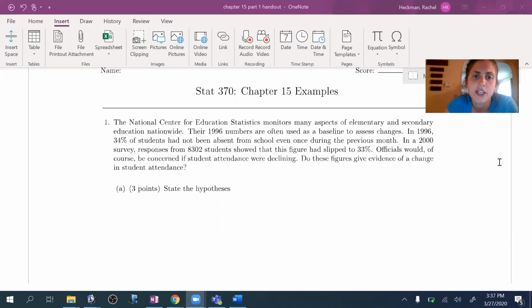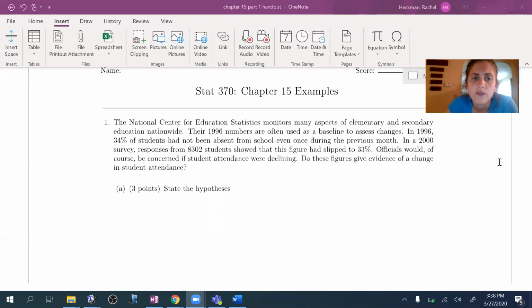The National Center for Education Statistics monitors many aspects of elementary and secondary education nationwide. Their 1996 numbers are often used as a baseline to assess changes. In 1996, 34% of students had not been absent from school even once during the previous month. So perfect attendance. In a 2000 survey, respondents of 8,302 students showed that this figure had slipped to 33%.